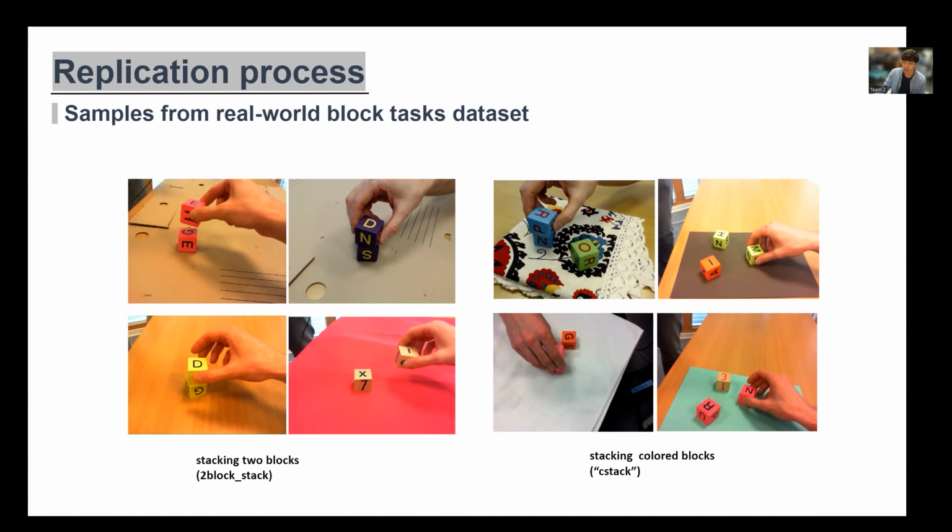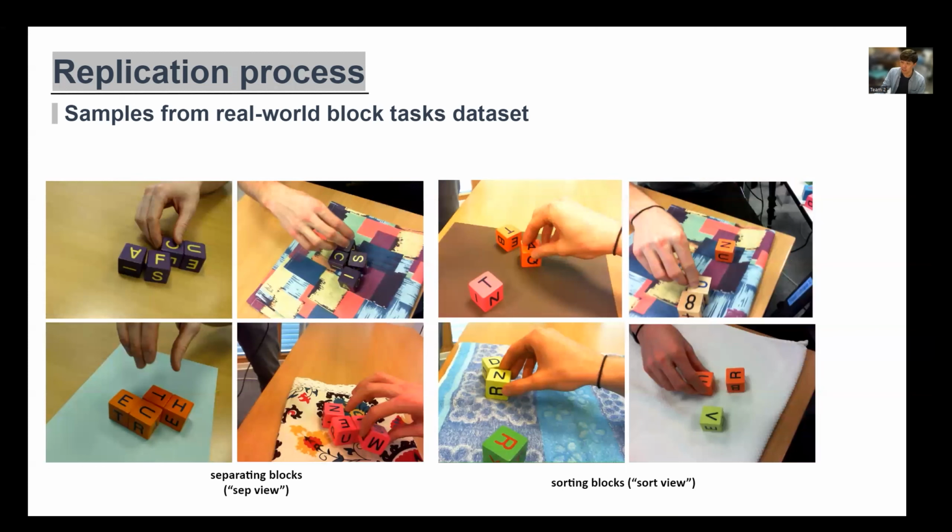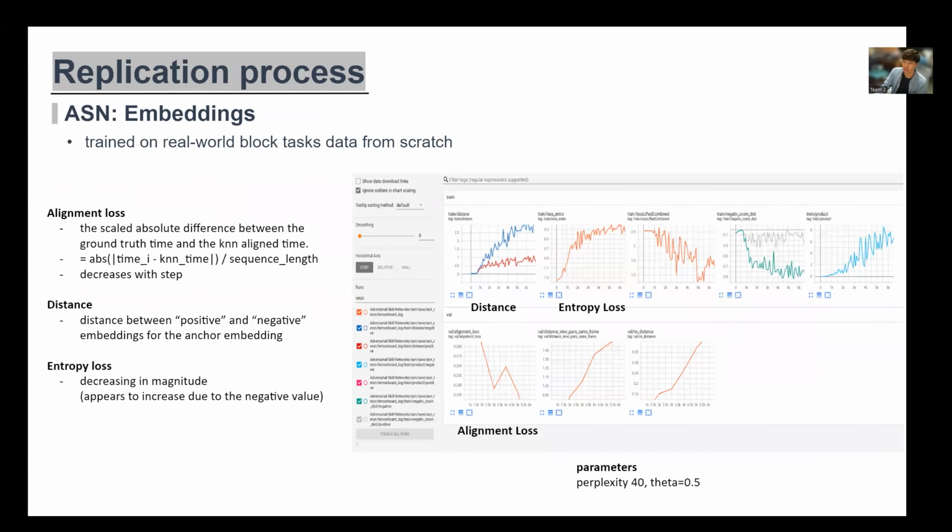Here are examples of our dataset from the real-world block task dataset. On the left, we see stacking two blocks, and on the right is stacking color blocks. The third one is separating blocks, and the fourth one is sorting blocks. We took this dataset and ran an experiment on these samples.